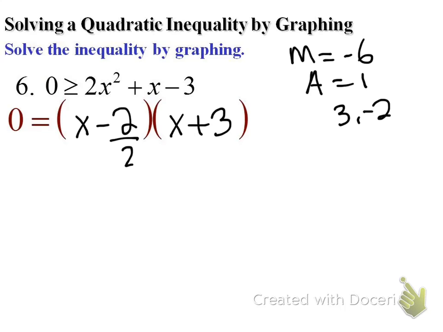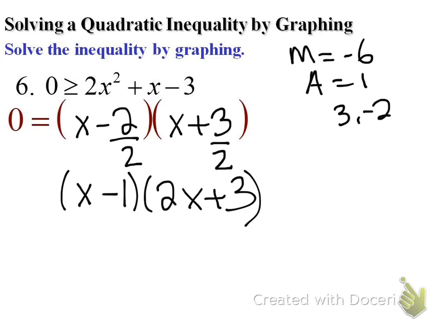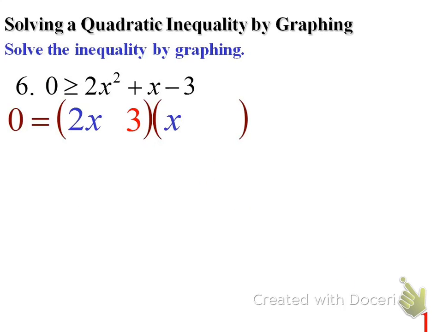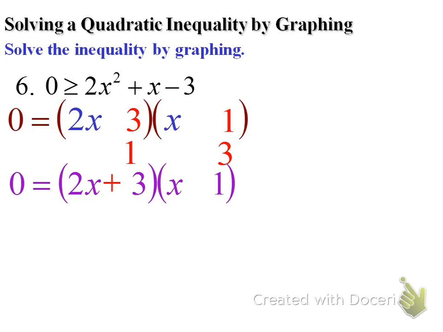I'd divide them both by 2, right? So it'd be x minus 1, 2x plus 3. Any questions on how that factors? All right, the animation will just fill it in for us. They do it a little different. So there we go.